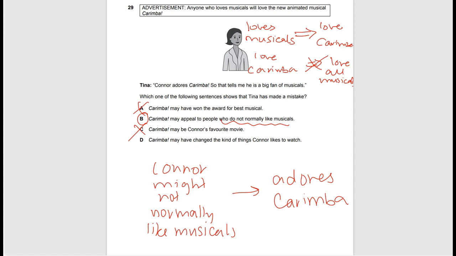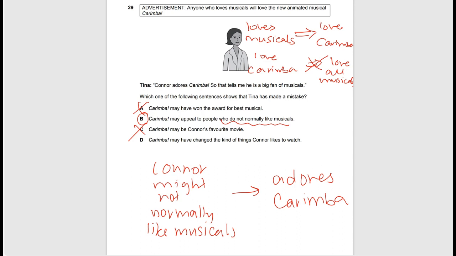And if we look at D, karimba may have changed the kind of things Connor likes to watch. That's true. Could be true. So Connor may not normally have liked musicals before, but maybe he will like musicals from now. But again, D does not show Tina's mistake. D actually supports what Tina is saying and says he may be becoming a fan of musicals.